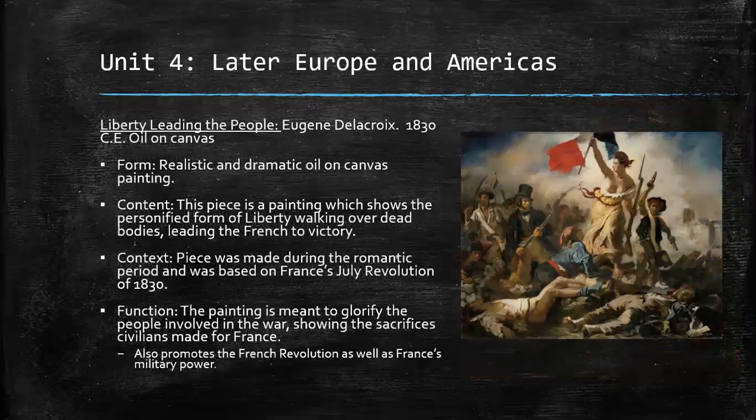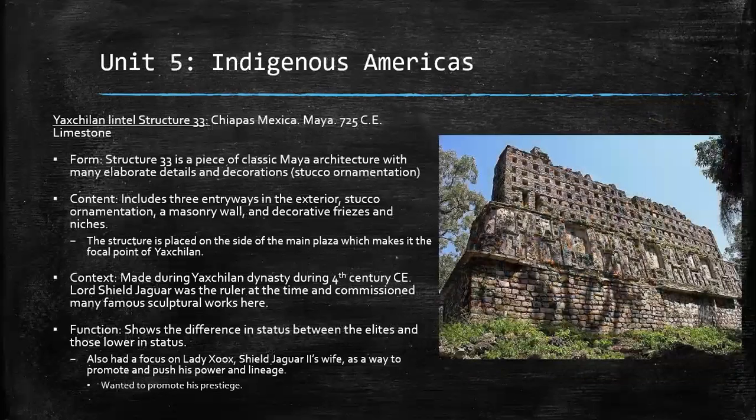For Unit 4, we have Liberty Leading the People. This dramatic painting is about the French Revolution of 1830. It shows the personified version of liberty walking over dead bodies, leading the rest of the people to victory. This piece was meant to glorify the revolution and the people involved, making it propaganda. It was made to show the sacrifices made as a good thing, as well as to push the power of the French military.